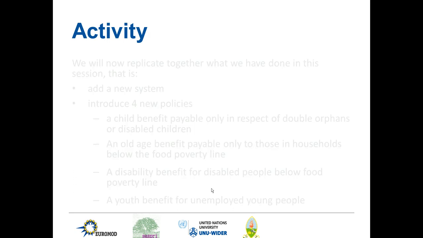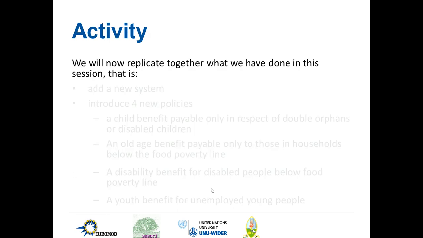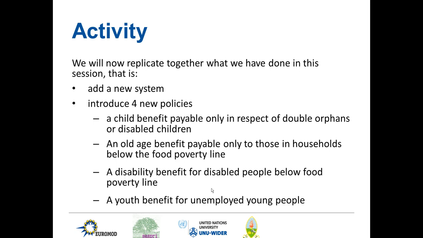Hope that's all clear. The important thing in the activity is to replicate what we've done in this session. So add a new system, introduce four new policies. I'm suggesting we don't do any more amending of existing policies because there aren't that many existing policies. But the four policies I want us to go through and introduce are: a child benefit payable only in respect of double orphans or disabled children, an old age benefit available only to those in households below the food poverty line, a disability benefit for disabled people below the food poverty line, and a youth benefit for unemployed young people. All of those you have a go at, and then we'll go through with you afterwards to see how you all get along.